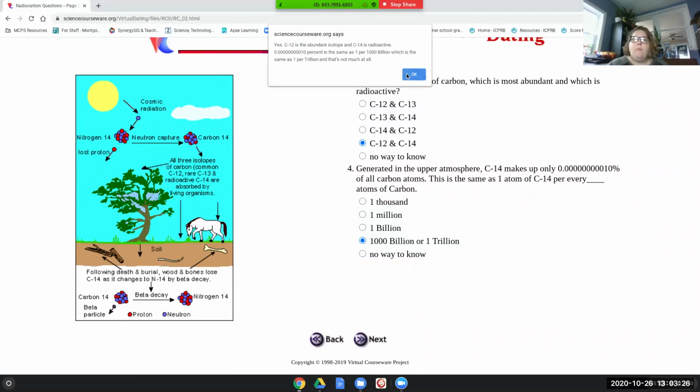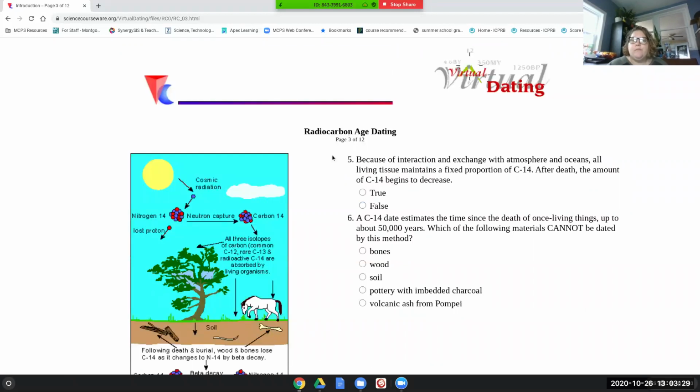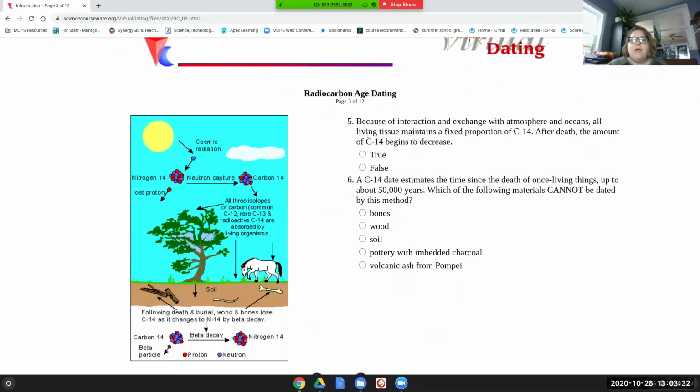Yes. After death, the amount of carbon-14 begins to decrease. True. Which of the following materials cannot be dated by this method? So when you go back and look, it's asking about carbon-14. So it has to have been living at one point. So bones, wood, pottery with charcoal. The charcoal has carbon in it. And your soil also has carbon in it. It's because some of those pieces of wood and bone break up and turn into soil over time. So all of this you could date with carbon-14, except volcanic ash.